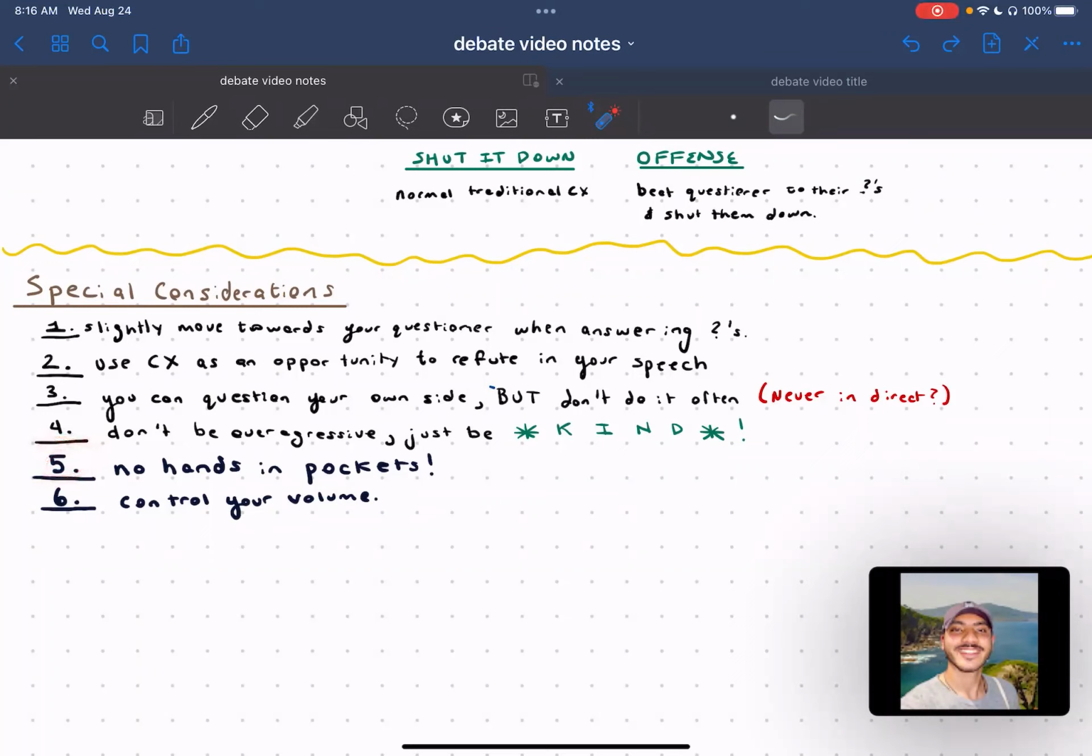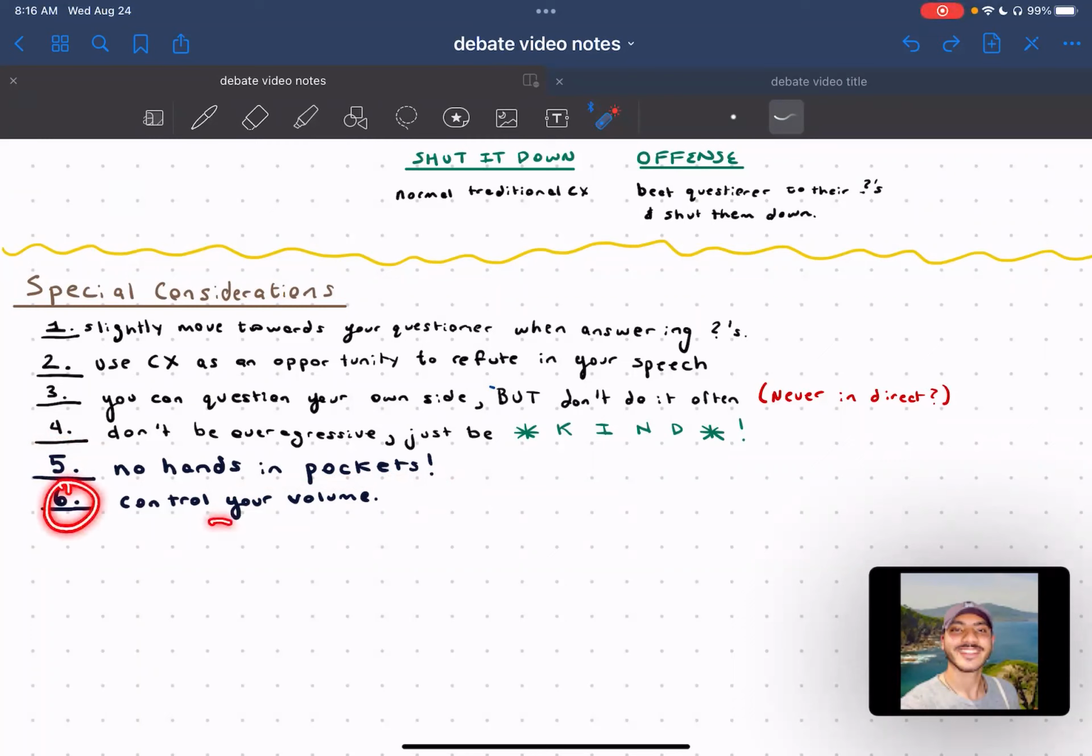Fifth point, this is a general rule for all of congressional debate, but particularly in Congress, I see this quite often. No hands in your pockets, especially for the guys with pockets out there. So just avoid that at all costs. Make gestures while you're asking your question and obviously while you're answering your questions as well.